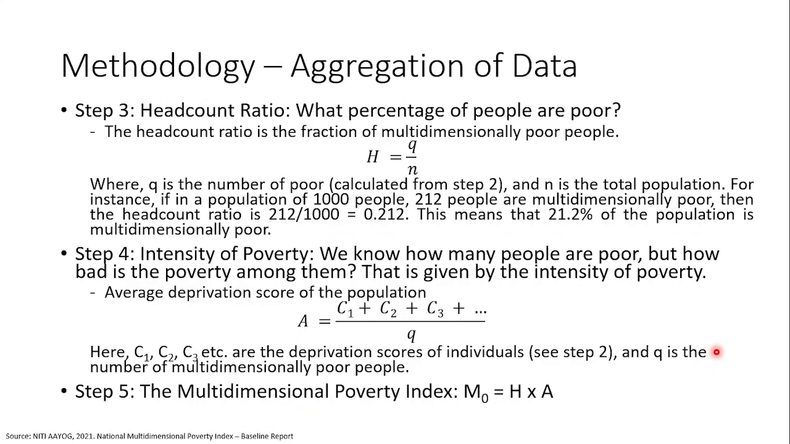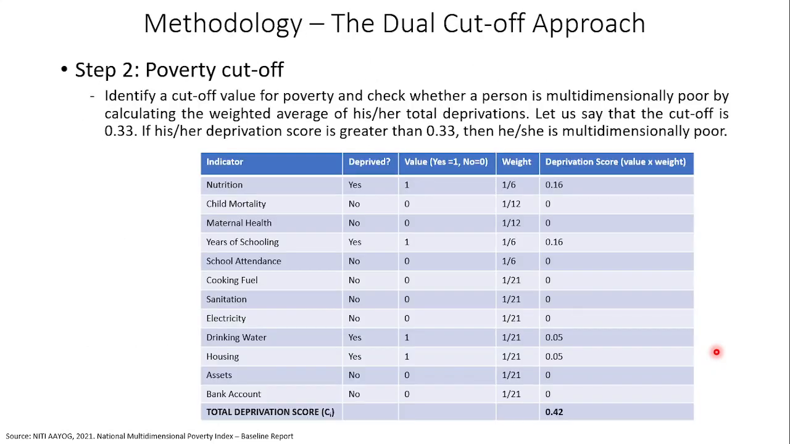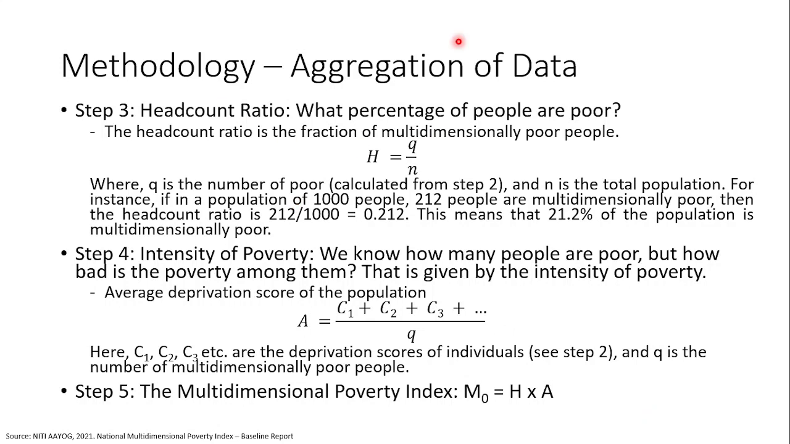Step 3 is the head count ratio. What is the head count ratio? It is the percentage of people who are poor. We are counting the number of poor people by setting this value to 1: if the score is more than 0.33, you set it to 1, and then count the number of ones. Essentially, q is the number of poor people calculated from step 2, divided by n, which is the total population.